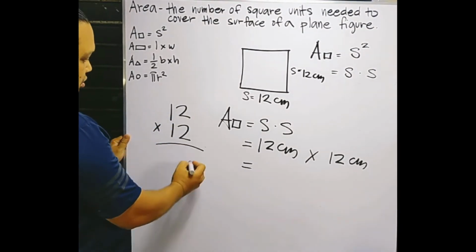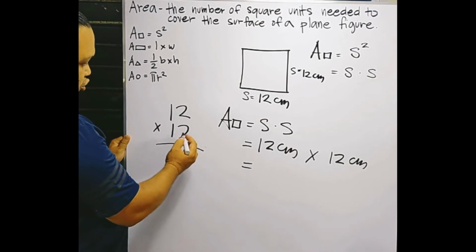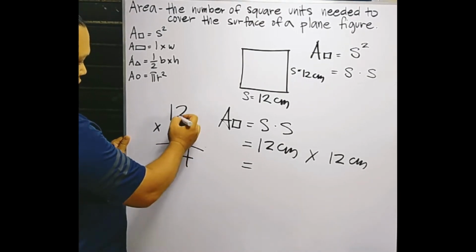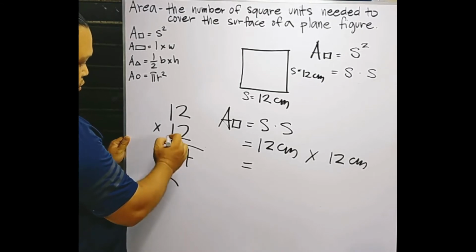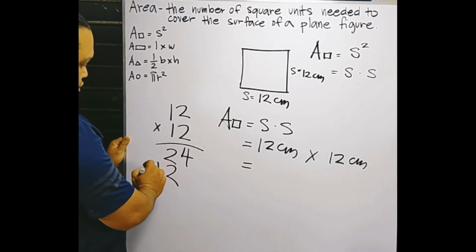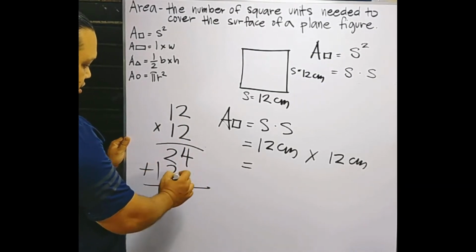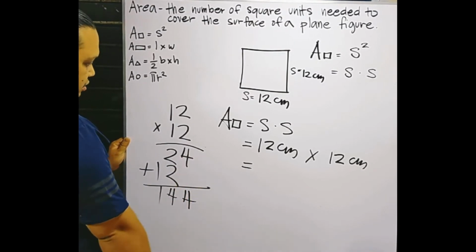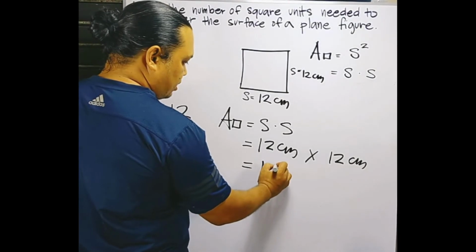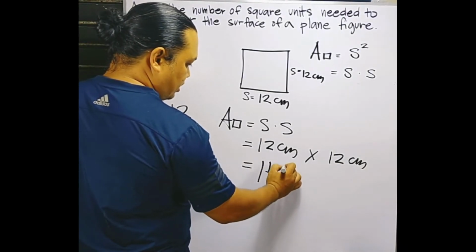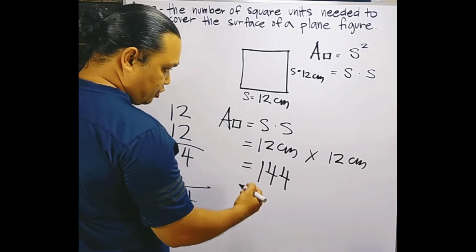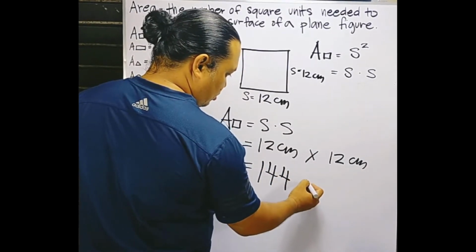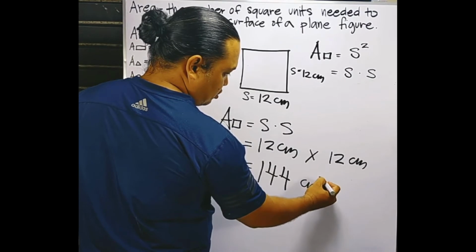2 times 2, that's 4. 2 times 1, that's 2. Next, 1 times 2 is 2. 1 plus 1 is 1... So we have, bring down 4, 4 and 1. So we have 144. And for our unit of measurement, centimeters times centimeters is equal to square centimeters.